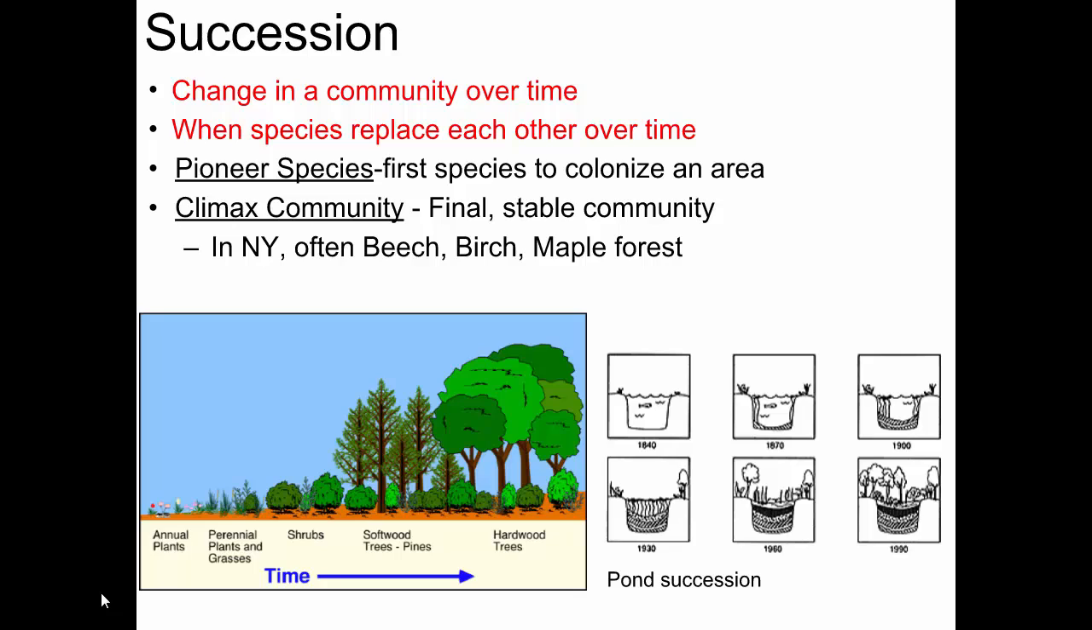Some species are better adapted to be quick growing and they can come in and colonize an area, but then over time they're outcompeted by other species. And so you have this process of species being replaced until you reach sort of a stable end stage. If you go to any mature forest around here, what you're generally going to find are the same kind of things, the same plant communities. Beech, birch, maple forest in the lower elevations of New York State.